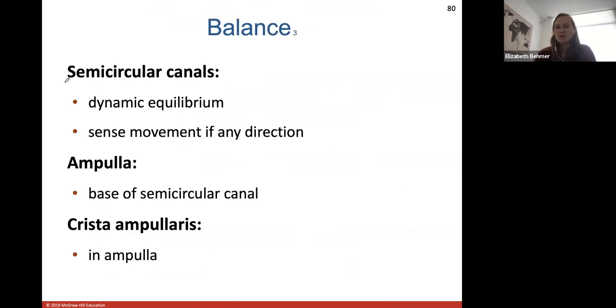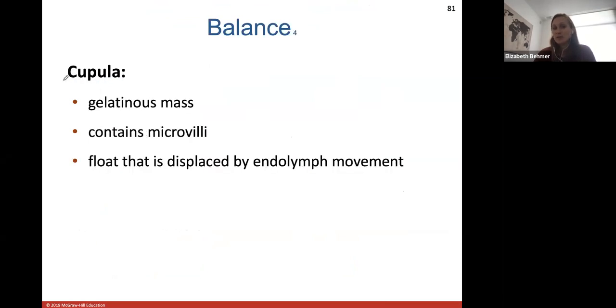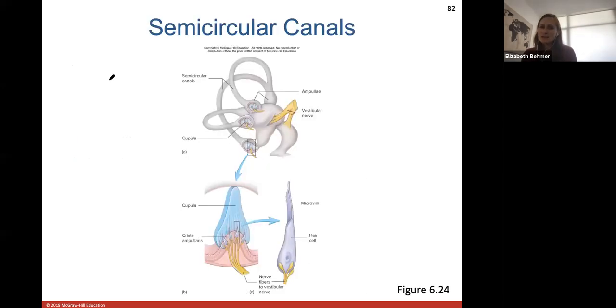Balance then is also picked up by your semicircular canals. This is dynamic equilibrium, and this will sense movement in any direction. So think of rotational movement of your body or your head. We have similar structures: an ampulla, a crista ampullaris, a cupula, which is the gelatinous mass containing the microvilli, and it will float and be displaced by any sort of movement.